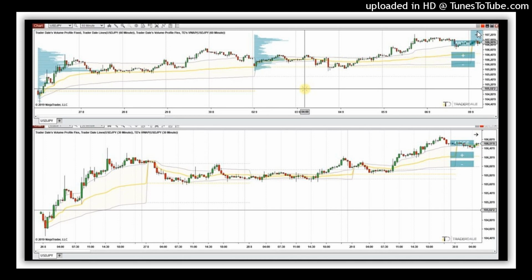Alright, so that's it for the intraday VWAP examples. And let's now go into the swing trade examples.